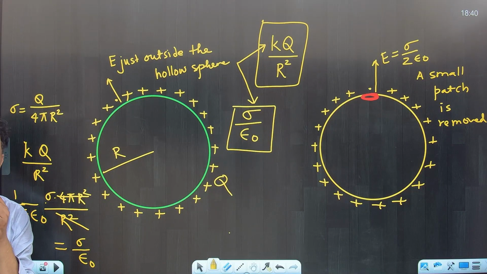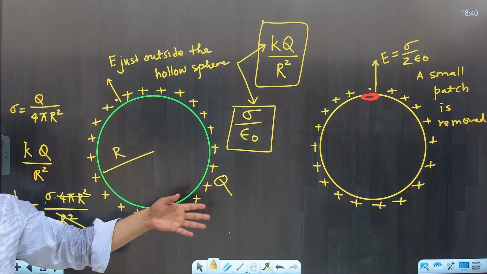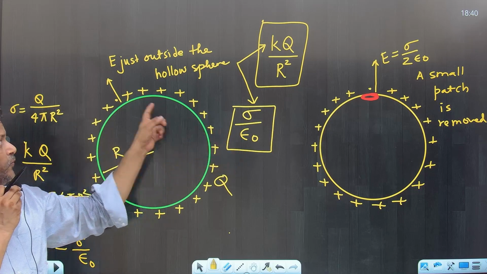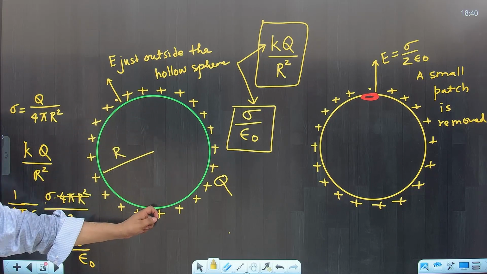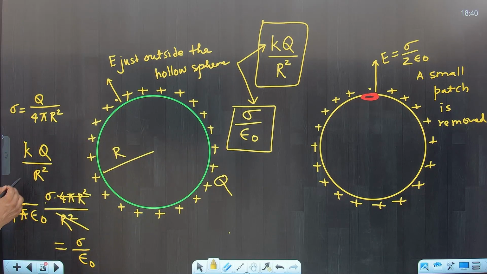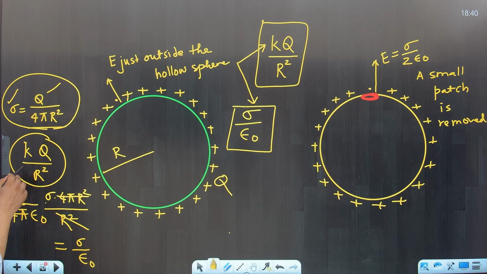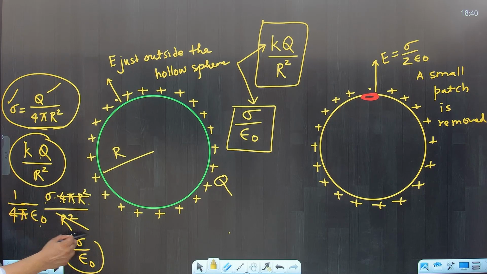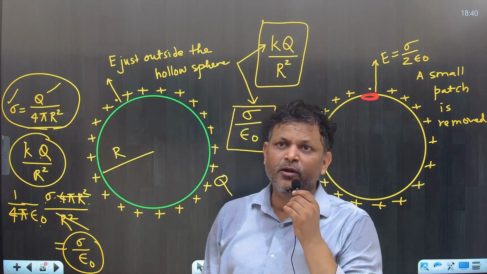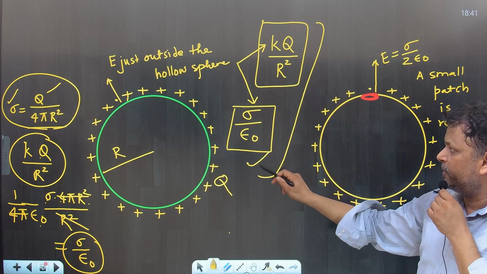Because electric field near a conducting plate, or near a conducting sphere, or near any conducting body is sigma by epsilon. So electric field just outside the hollow sphere is kq by r square or sigma by epsilon, right? You can prove it also. Kq by r square, sigma is total charge by surface area, total charge is q, surface area is 4 pi r square. So kq by r square, k is 1 by 4 pi epsilon 0, q is sigma into 4 pi r square. We will solve it, we will get sigma by epsilon. So electric field just outside the hollow sphere is not only kq by r square, but it is sigma by epsilon. It is very, very important, right?